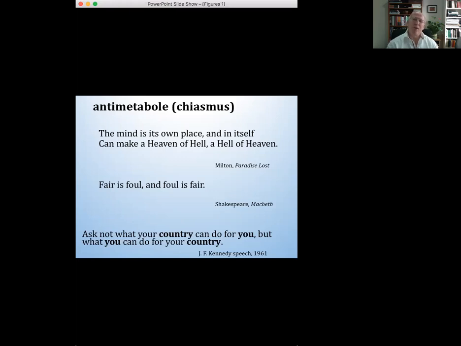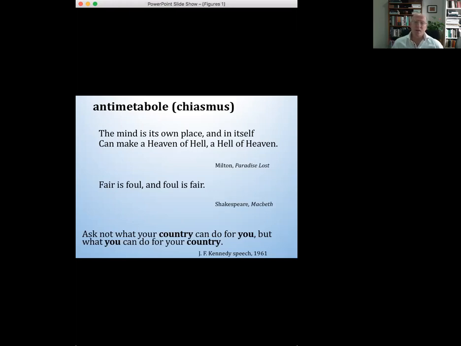And we get the same kind of thing, but with quite a different effect again, right? That sense of enchantment and something menacing and kind of paradoxical, difficult to understand when we have the witches producing an antimetabole with fair is foul and foul is fair, right? Fair, foul, foul, fair. This type of sequence occurs in a lot of different contexts and has, again, a wide range of different effects.